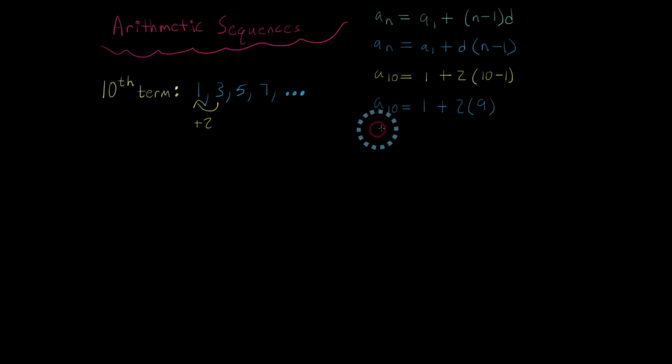I'm just going to keep simplifying this. A sub 10 is equal to, well, 2 times 9 is 18, so 1 plus 18. So a sub 10 is equal to 1 plus 18, which is 19. So the 10th term is going to be equal to 19.